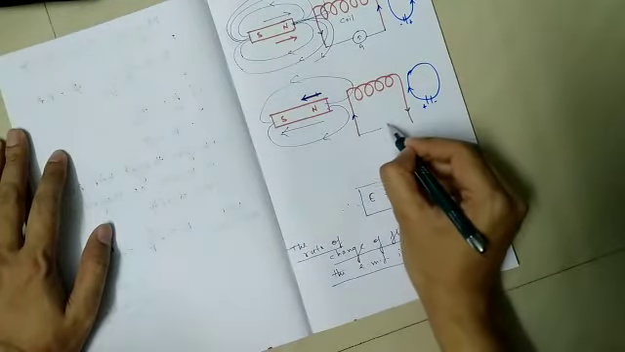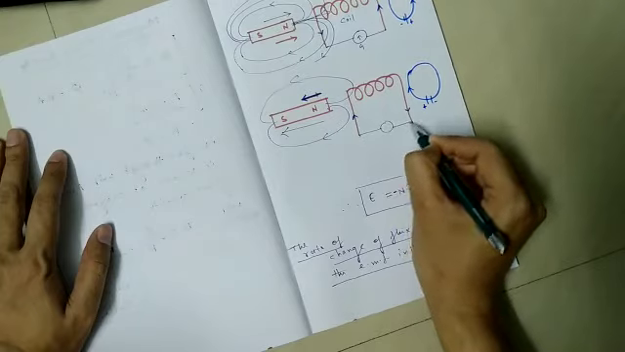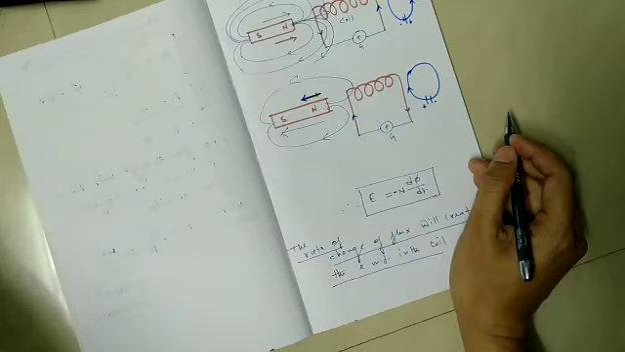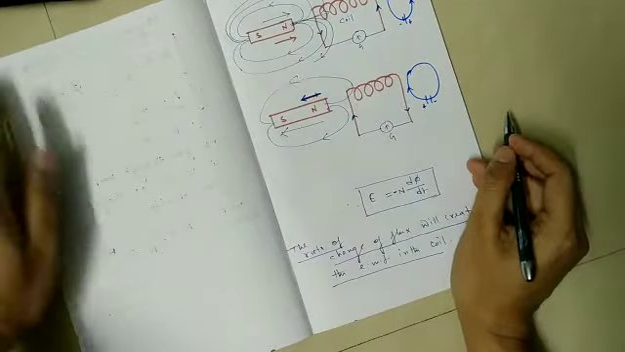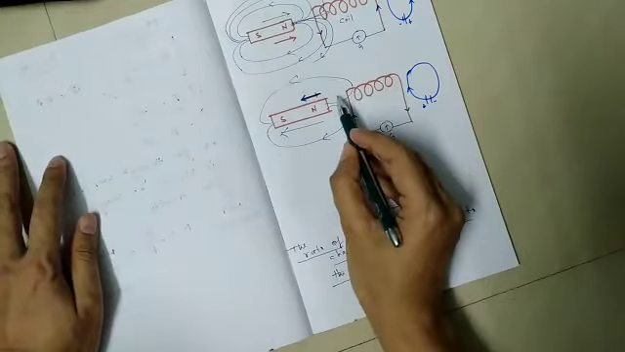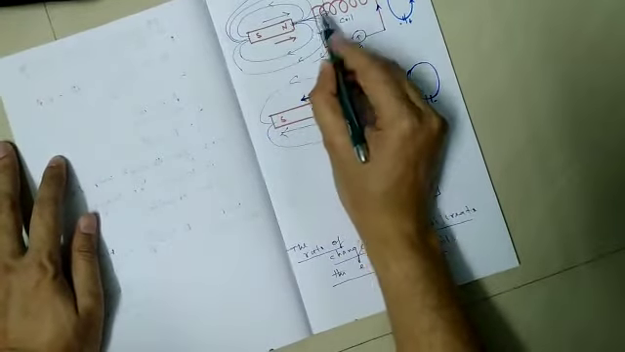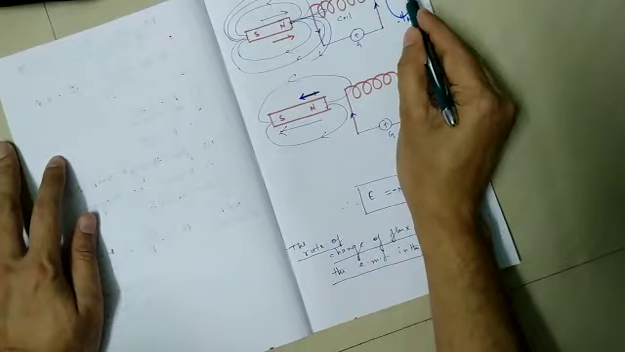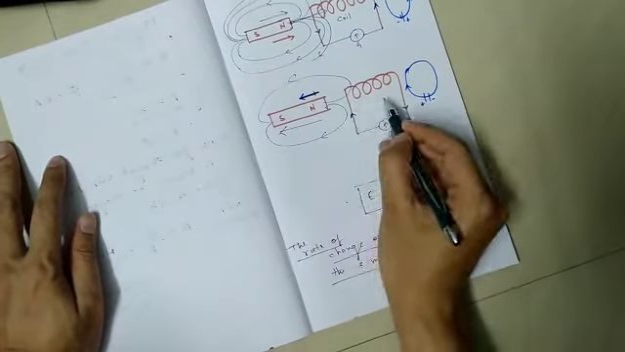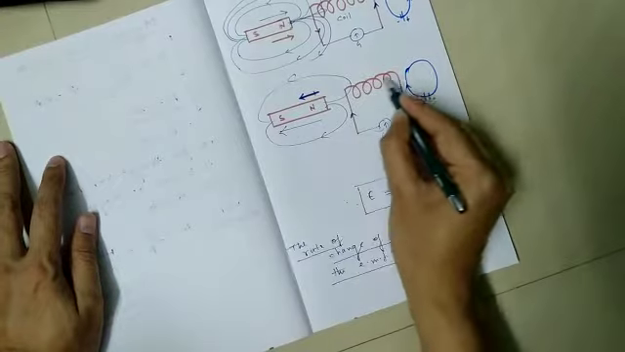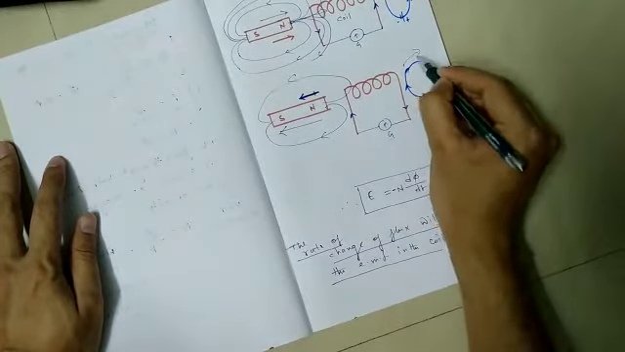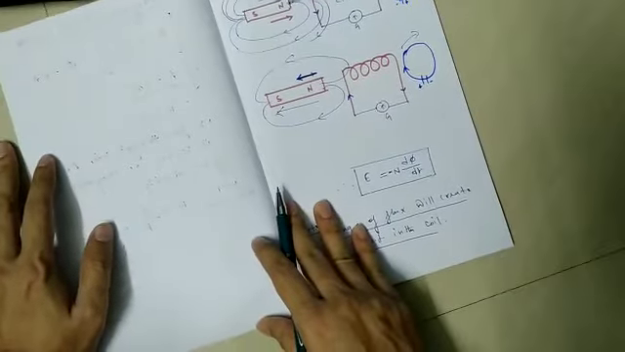Here also a current will develop in the coil that we can identify through the presence of the galvanometer. Look at the current direction over here. When the N side is coming towards the coil, the direction of current is anti-clockwise. When the N side is moving away from the coil, the direction of the current is clockwise.